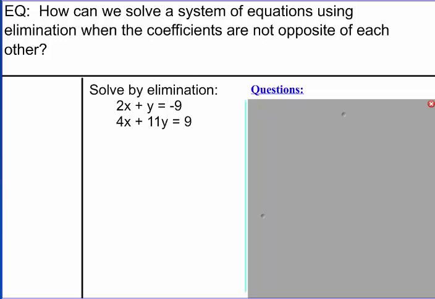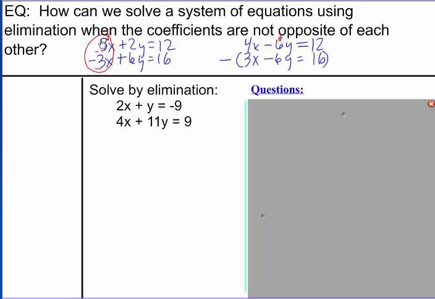Okay, our essential question for this lesson: how can we solve a system of equations using elimination when the coefficients are not opposite of each other? What I mean by that, if you recall in the previous video and lesson, we did something like 3x plus 2y equals 12, negative 3x plus 6y equals 16. So something like that, where in one of your variables, you had coefficients that were opposite of each other, so then you could just add the two equations and that variable eliminates.